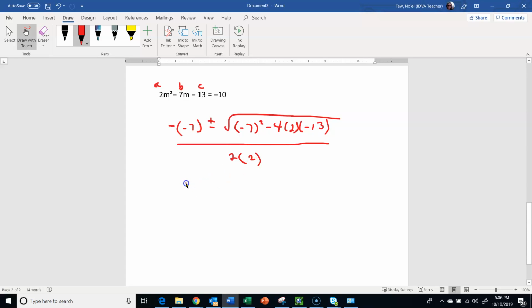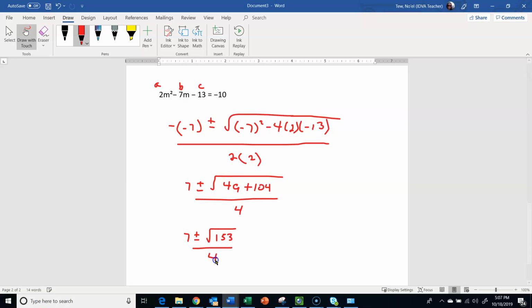All right, let's go ahead and simplify. 7 plus or minus the square root of 49. Let's just go ahead and plug this into the calculator. Negative 4 times 2 times negative 13. My brain isn't working so well today. Plus 104. No mental math there for me today. Divide by 4. Simplifying even more, we get 7 plus or minus the square root of 49 plus 104, 153. How great is that, right?